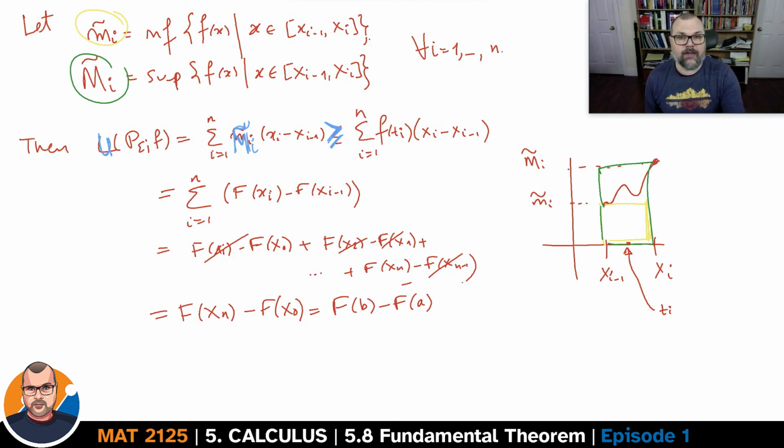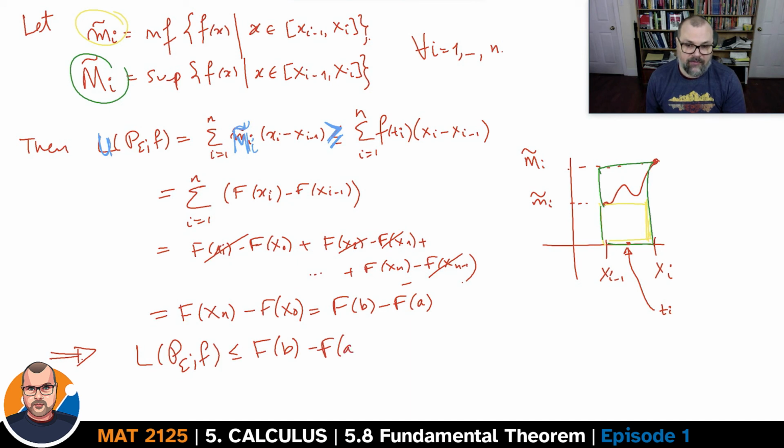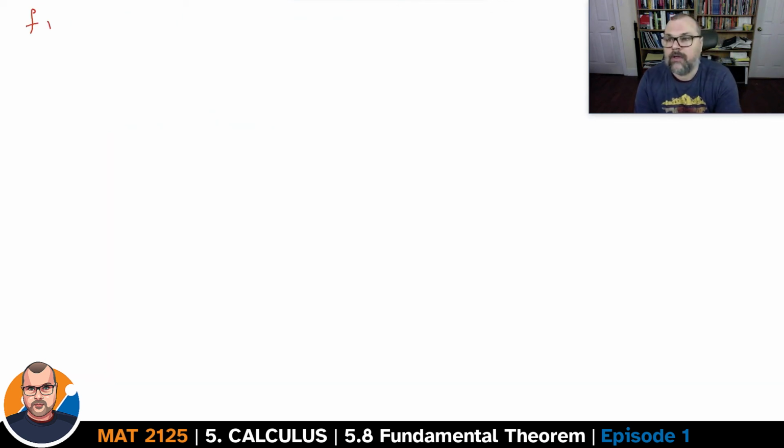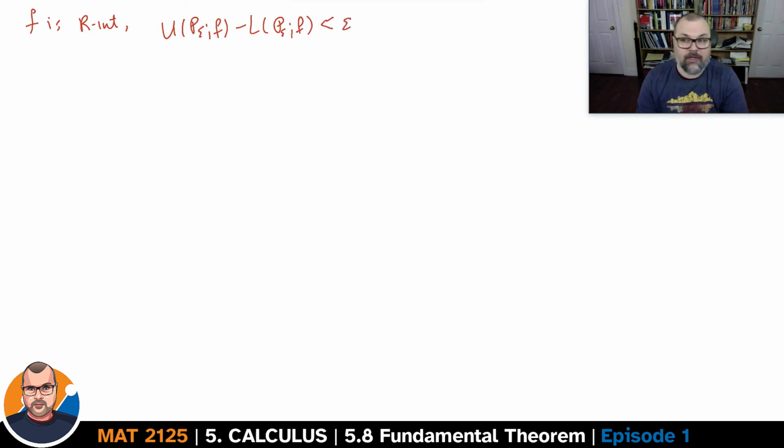What we get here, on the one hand, the lower sum is bounded above by f(b) minus f(a), and this is a lower bound for the upper sum. But you know what else we know? f is Riemann integrable, and so by the Riemann criterion, the difference between the upper sum and the lower sum is less than epsilon for every epsilon greater than 0. That's something we'd already mentioned.